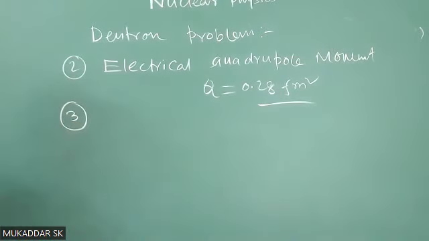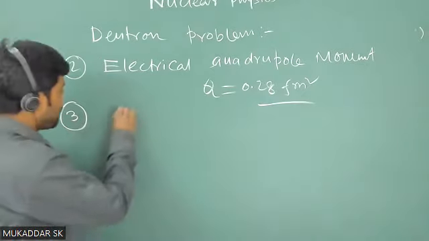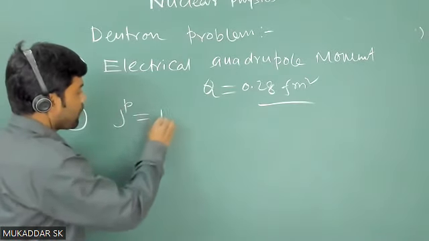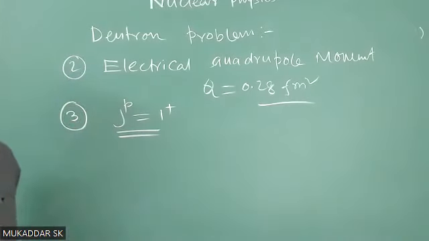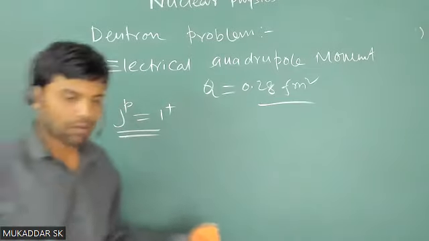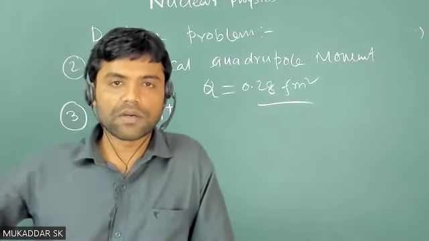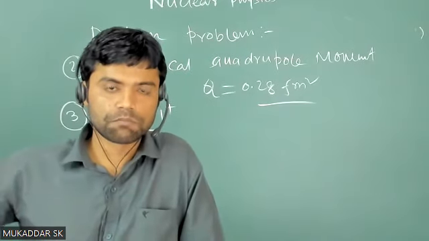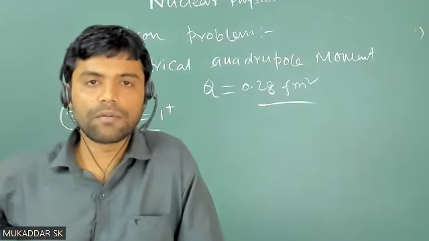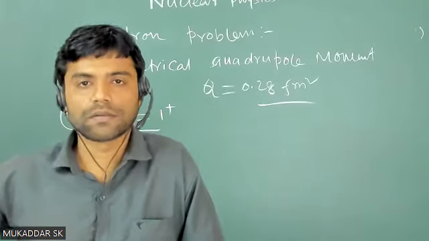Next property is the spin parity. Spin parity of deuteron is 1 plus. Can anyone prove that the spin parity of deuteron is 1 plus?